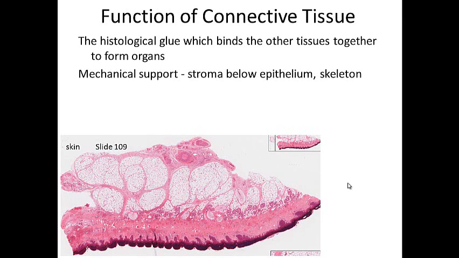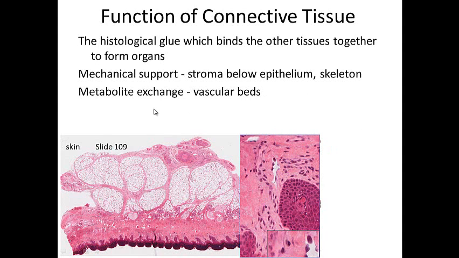Whenever you cut your steak, you go through connective tissue. It's more difficult to cut through connective tissue, and that's what you see is histologic glue that holds that meat together. It's also a mechanical support. It's the stroma below the epithelium. It's the skeleton. Also has metabolic exchange.